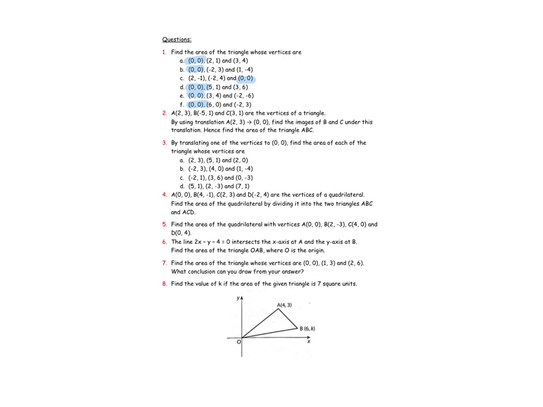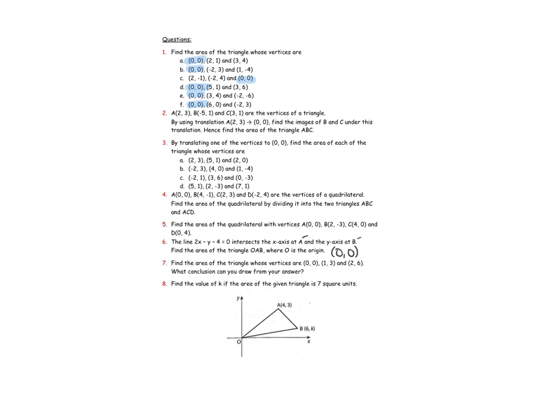Question 6 is telling you that the line 2x minus y minus 4 intersects the x-axis and y-axis at 2 points A and B. It wants you to then find the area of the triangle OAB, where O is the origin. So you need to figure out where it intersects the x-axis, where it intersects the y-axis, and then get the area of OAB, remembering that the origin is (0, 0). So you get 1 point, 2 points, and then you'll have the origin for the third one.